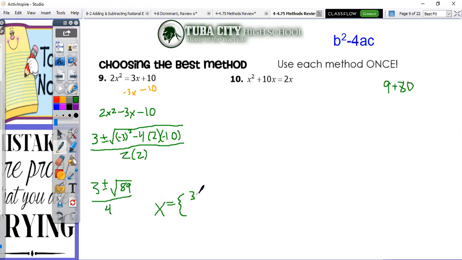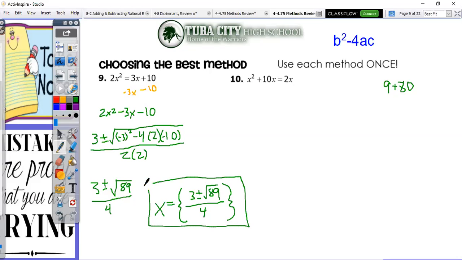So 3 plus or minus root 89 over 4. So we just rewrite that same problem. Oh my goodness, those are some terrible braces. Better, not perfect, but acceptable. Okay, so there we go.